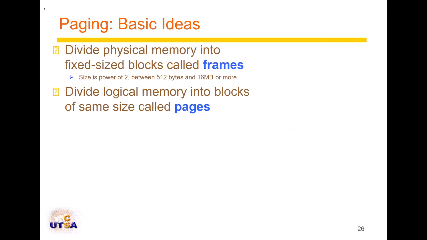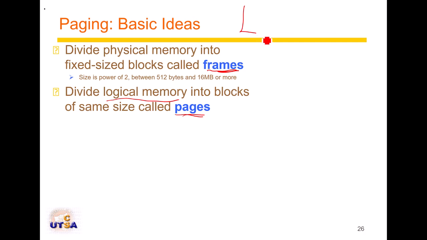Okay, again, let's continue with some notations here. To implement the paging system, we need to first make some notations. So we will divide the physical memory into fixed size blocks called frames. And then we will divide the logical memory into blocks of the same size called pages.